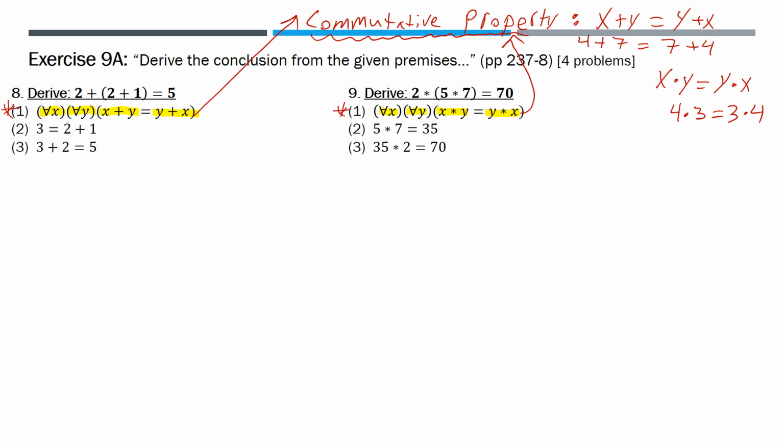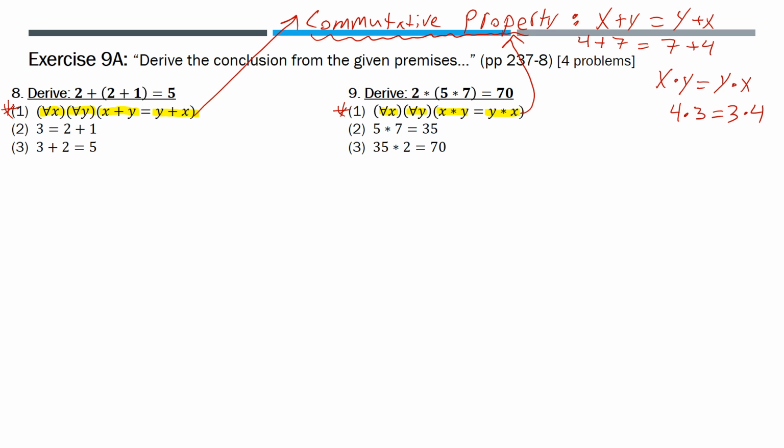For example, let's just say we only have this premise from number 8, premise 3. 3 plus 2 equals 5. Let's say that's the only premise. We could not say from the fact that 3 plus 2 equals 5 that 2 plus 3 equals 5 without the commutative property. So the commutative property has to be explicitly listed as a premise. And we'll see that when we work on these two problems.